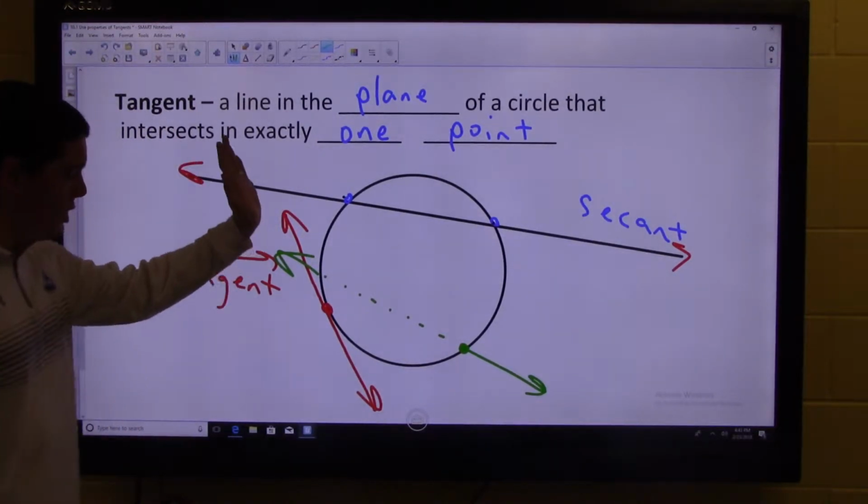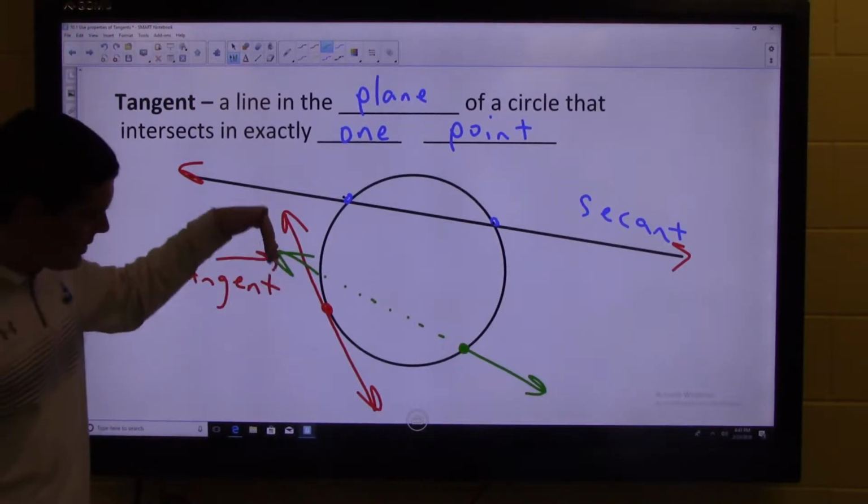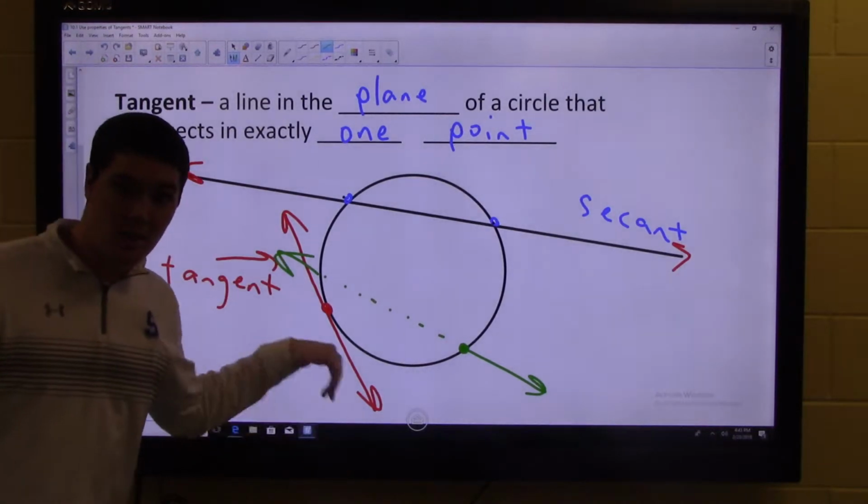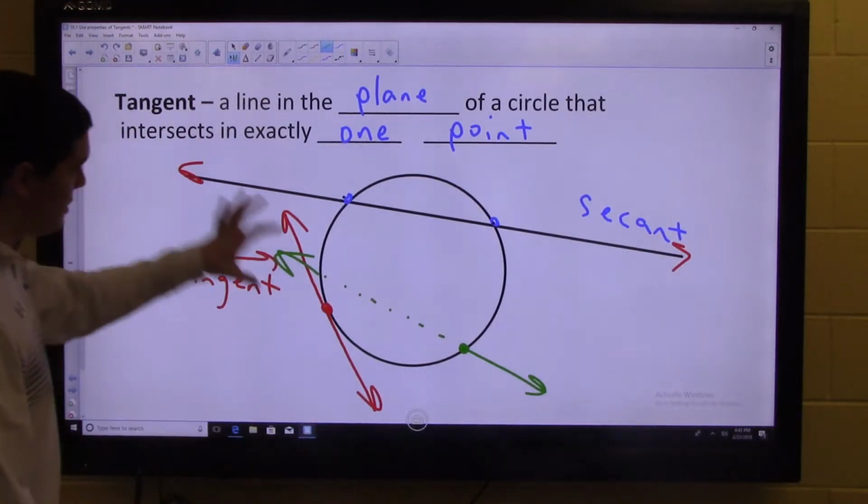A tangent looks like this. It's just going to barely touch the circle at 1 point, and then it's going to move on. It's not going to go through the circle at all. If I extend it, it's still not going to go through the circle. Okay, so that's what a tangent is.